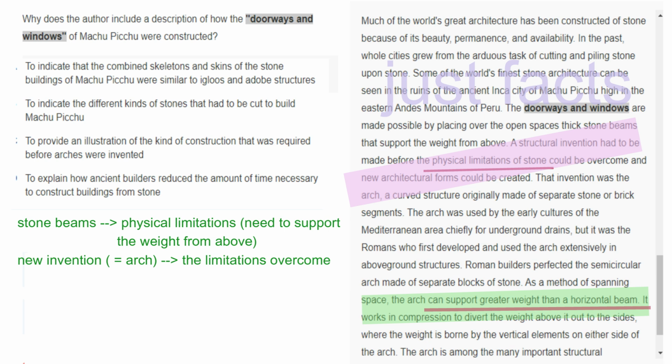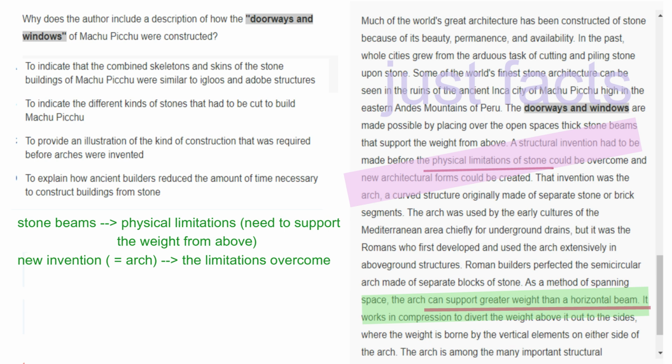Let's evaluate each option. A. To indicate that the combined skeletons and skins of the stone buildings of Machu Picchu were similar to igloos and adobe structures. This option is incorrect. The passage does not mention or compare the construction of Machu Picchu to igloos or adobe structures. It simply describes how the doorways and windows were made using stone lintels or beams.